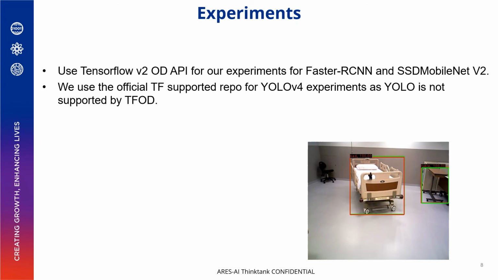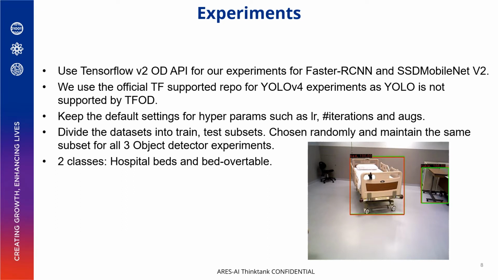So for our experiments, we basically use the TensorFlow v2 OD API for our work for Faster RCNN and SSD MobileNet v2. Because YOLO is not supported officially by the TensorFlow repository, we use an unofficial YOLO TensorFlow repository for our experiments.